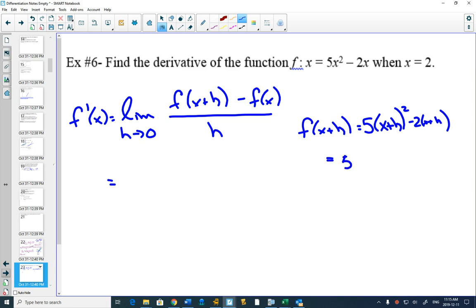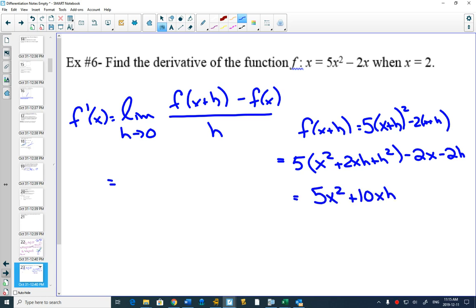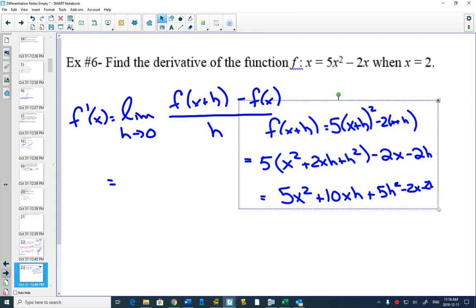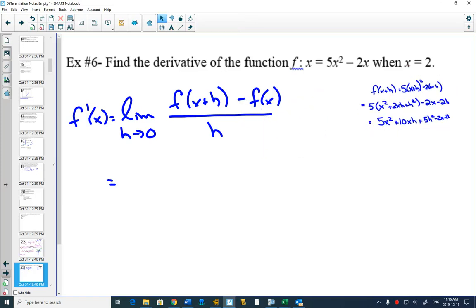If I simplify this, I'm going to get 5 times x squared plus 2xh plus h squared, minus 2x minus 2h, equals 5x squared plus 10xh plus 5h squared minus 2x minus 2h. There. Nice and small off to the side.